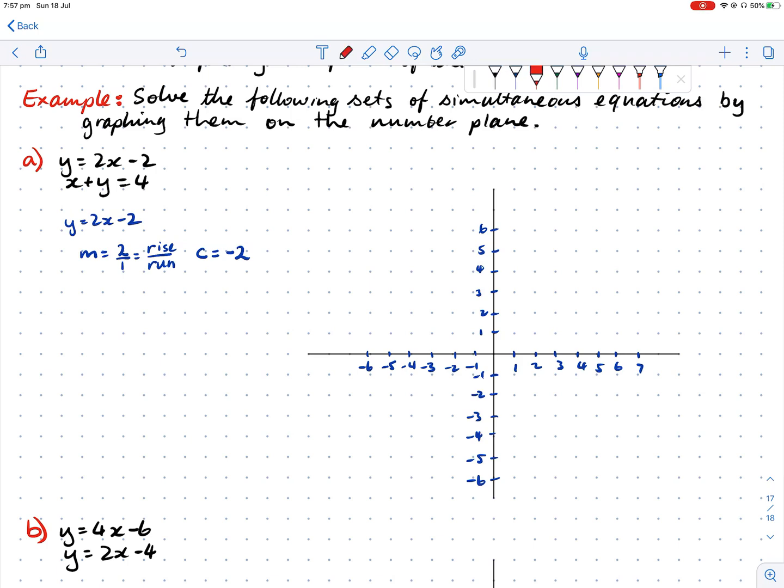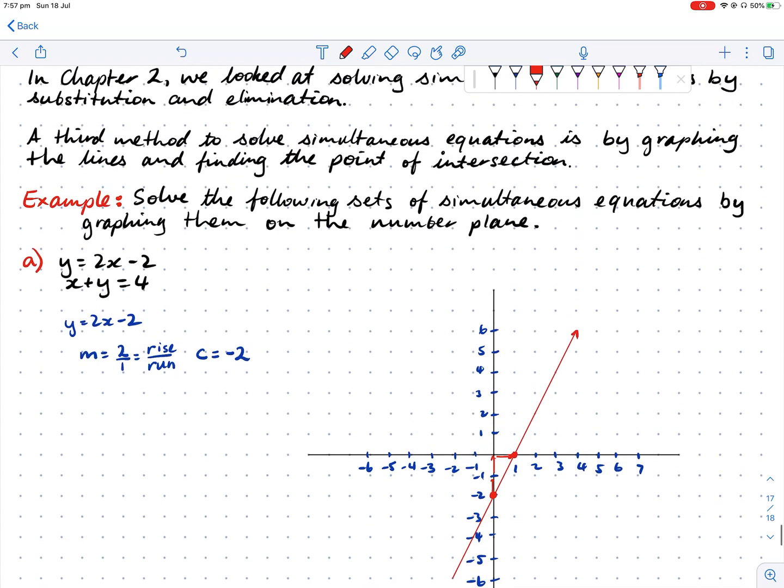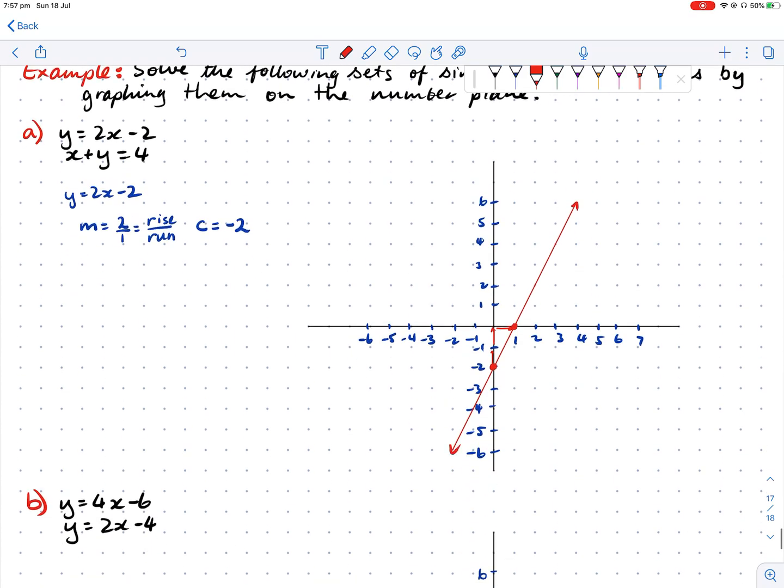I'm just going to draw this one in red. We're going to start at the y-intercept at negative 2. And then we're going to work out a second point using the gradient. We've got a rise of 2 and a run of 1, so we're going to go 2 units up and 1 unit across. Then that's going to be another point on the line. Then we draw a line straight through the middle of those, and that's going to be the line y equals 2x minus 2.